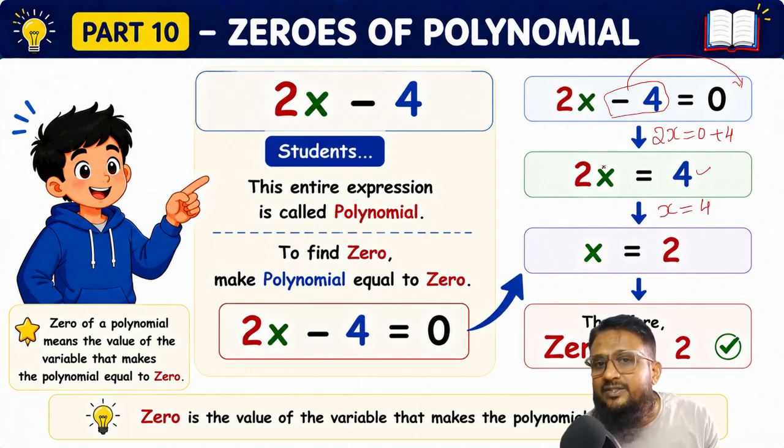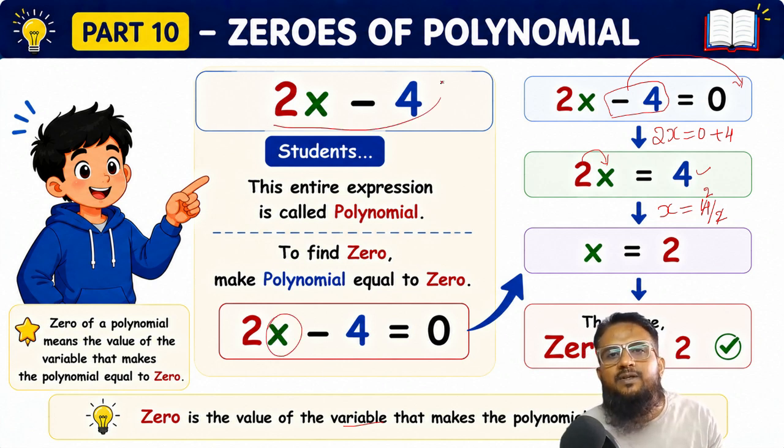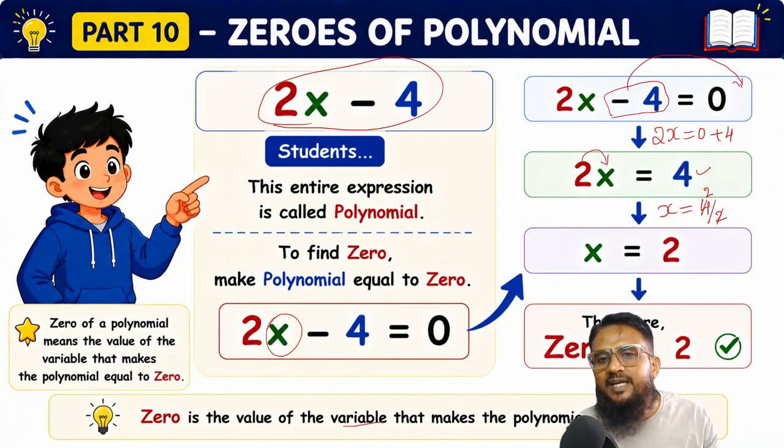Now, the second part is, see, 2 is the coefficient of x. If this coefficient 2, I take from LHS to RHS, this becomes a division part. Then 2 ones are 2, 2 twos are 4. So that's why x is 2. Therefore, the zero equals 2. The zero is the value of the variable, variable is x, that makes the polynomial, polynomial is this one, 2x minus 4, equal to 0. The zero is the value of the variable that makes the polynomial equal to 0.